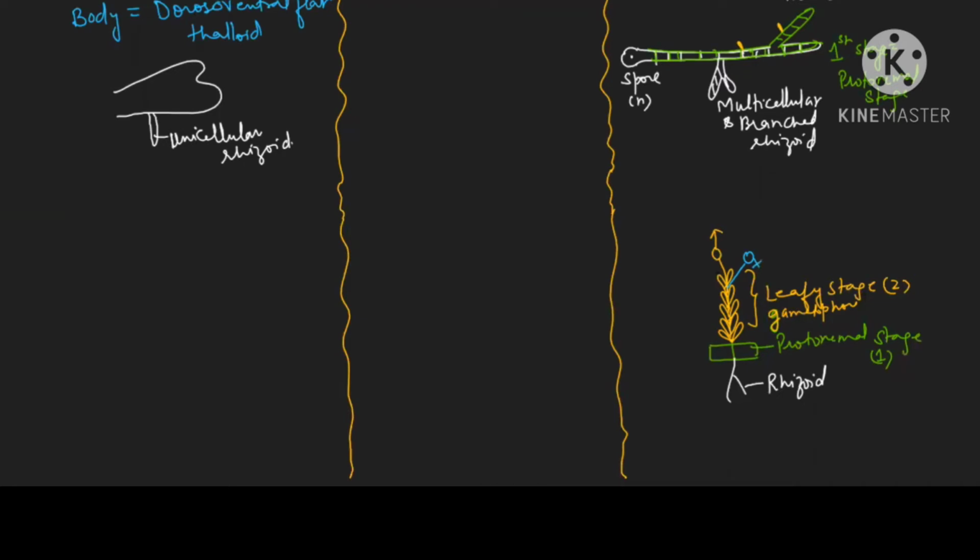Now come back to the liverwort. See here for the liverwort, Marchantia. This is your unicellular rhizoid and you have the stalk. On this stalk, antheridia is present. Check the diagram please carefully. This is your antheridia present. Okay. Another thallus will be there, and this is where archegonia will be present.